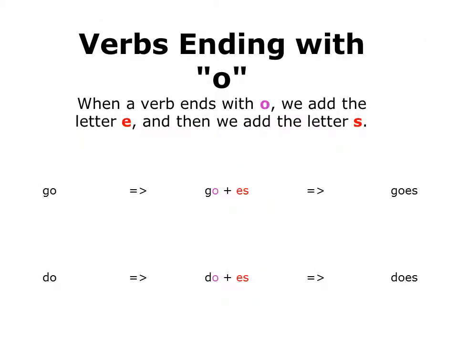Next rule says when a verb ends with o, we add the letter e, and then we add the letter s. Otro caso es cuando el verbo termina en o y es monosílabo en forma de sonido, le vamos a agregar la e y la s. Un ejemplo es el verbo go, to go, que significa ir. Le agregas e y s siguiendo la regla porque acaba en o y aparte es monosílabo y tenemos goes. Or do y tenemos does.